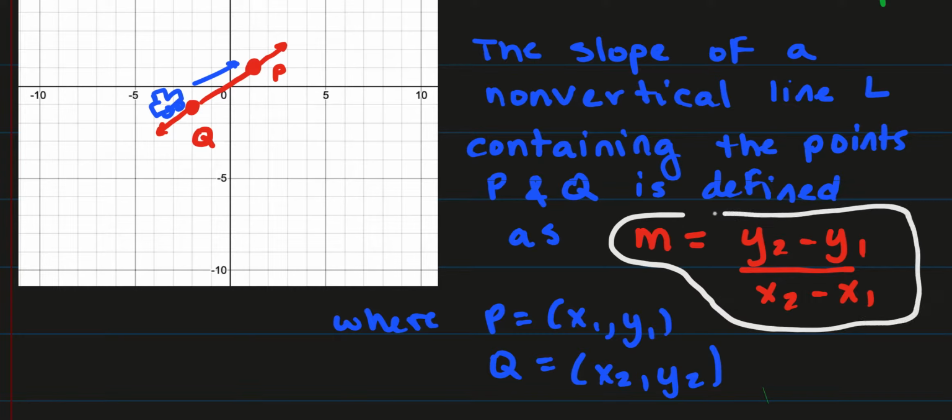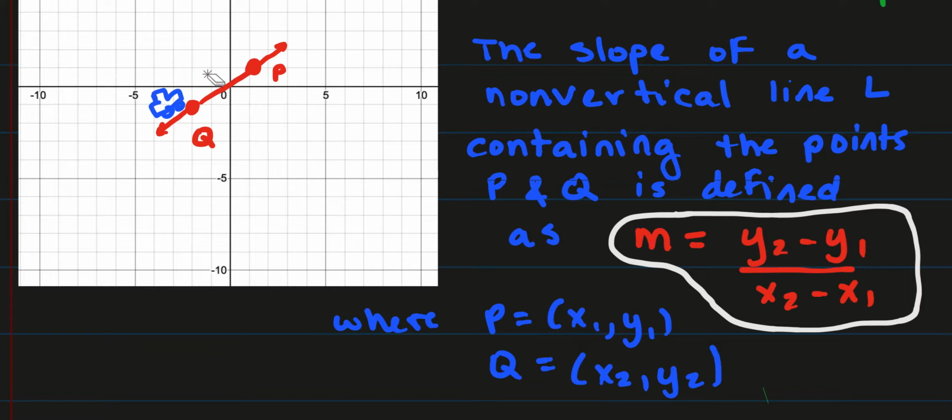Whichever one you let be x1, y1, and the other one be x2, y2, if you take y2 and subtract y1, you've got to do the same thing: you need to take x2 and subtract x1. You can't change the order of these. So you can't do something like y2 minus y1 and then x1 minus x2. That won't work. You'll get the wrong slope. So we're going to be careful about this, and we're going to do some problems, so you'll see what I'm talking about in a minute.